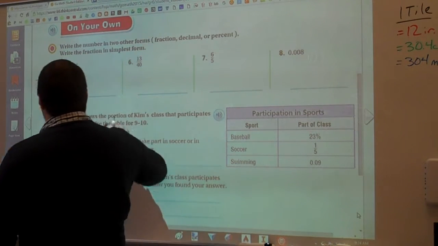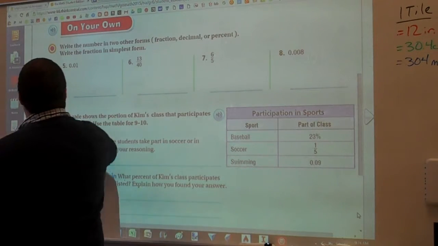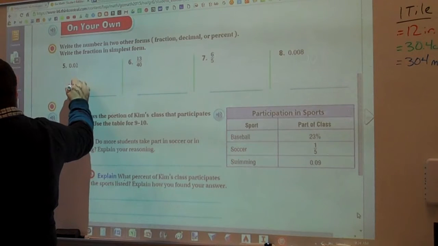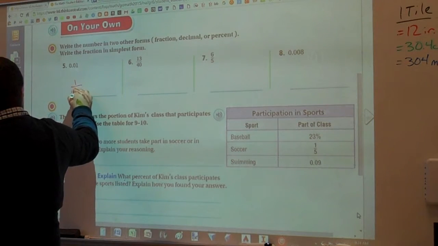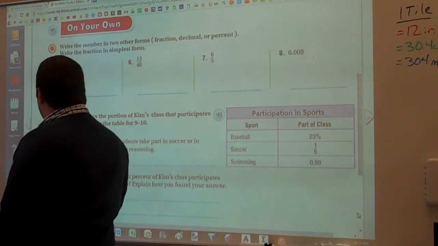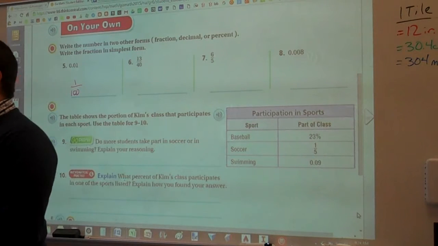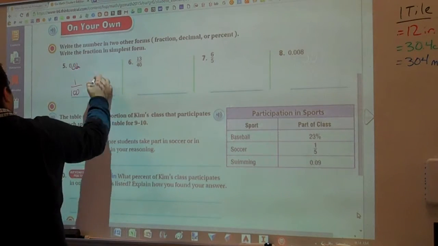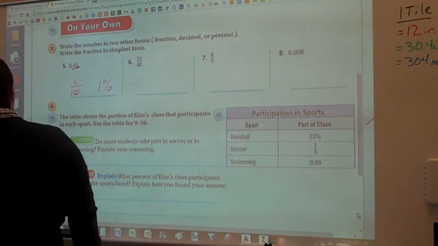Why am I doing that? 0.01. That's 1 over 100. Isn't that 1/100th? What is that as a percentage? 1%.